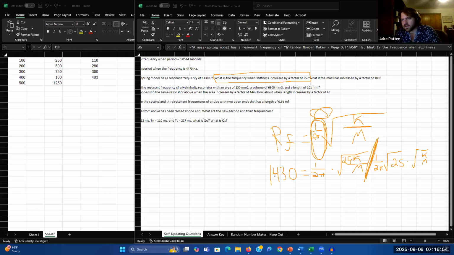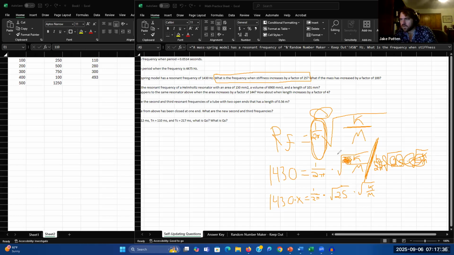So if you've got 1430 equals this, you're raising this by a factor of 25. You're going to have a second formula here, which is 1430 times x equals 1 over 2 pi. Let's get rid of the 25 from here since we see what's going on with it. 1 over 2 pi times the square root of 25 times the square root of K over M. So we're just rewriting what's going on here.